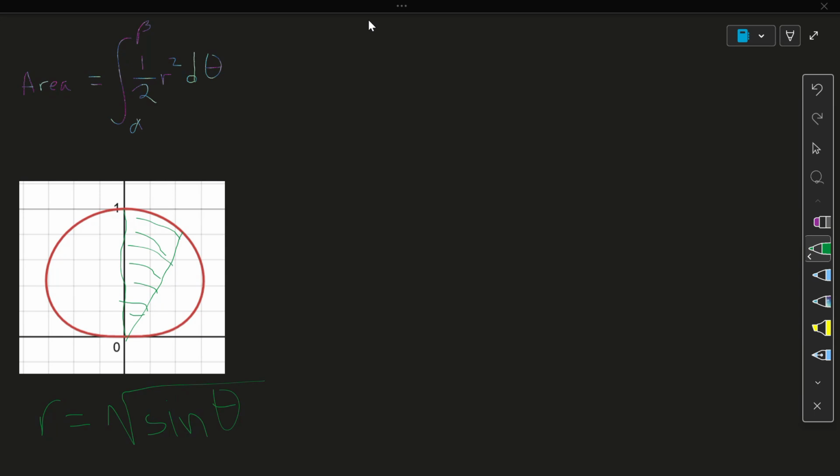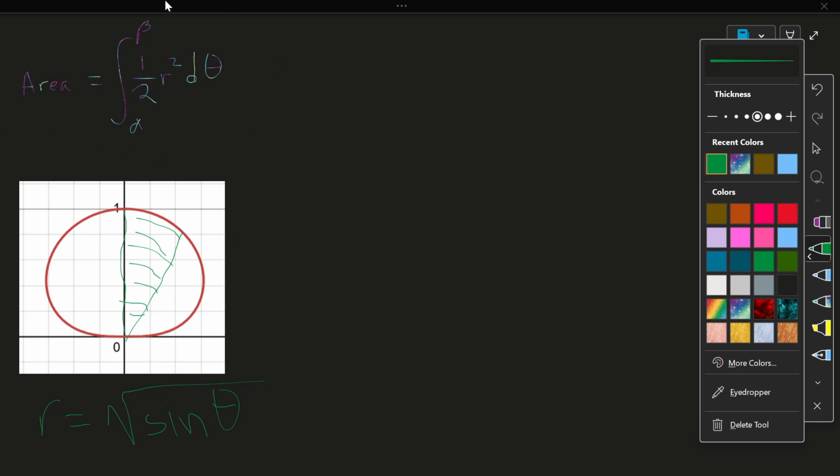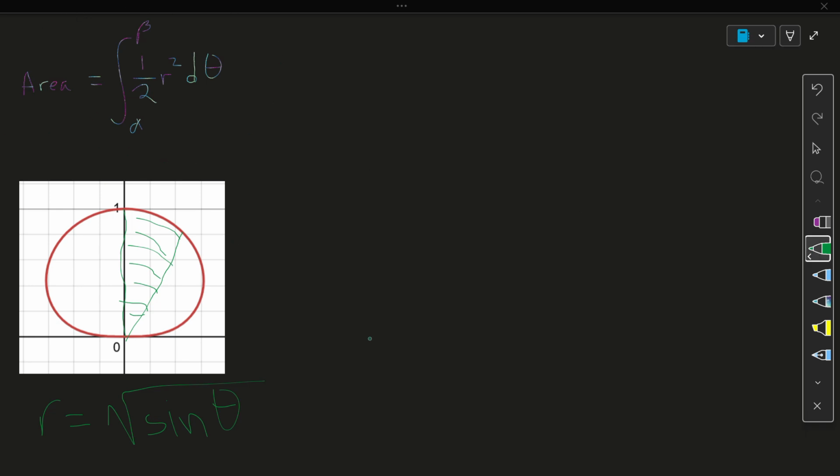In our last video, we went over a fairly intuitive explanation of how to find this area right here, the area bound by a polar curve. In this video, I just want to go over a few examples.